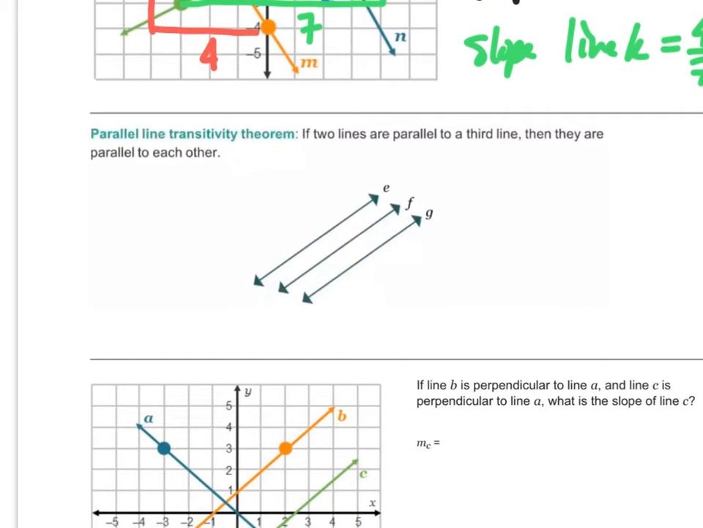The other one says parallel line transitivity theorem says that if two lines are parallel to a third line, then they are all parallel to each other. So if E is parallel to F and F is parallel to G, then we know that E is parallel to G. So these are all going to be parallel to each other.